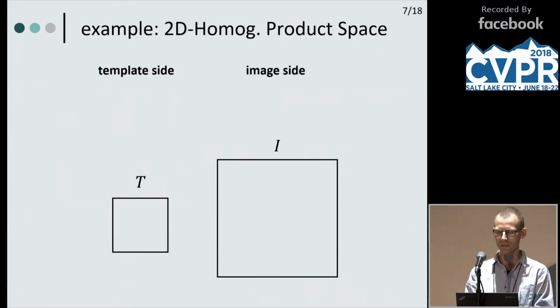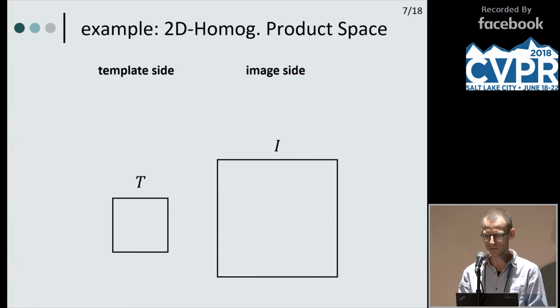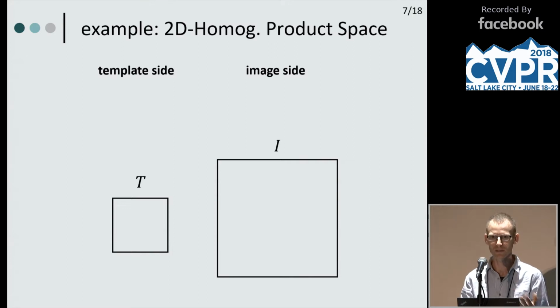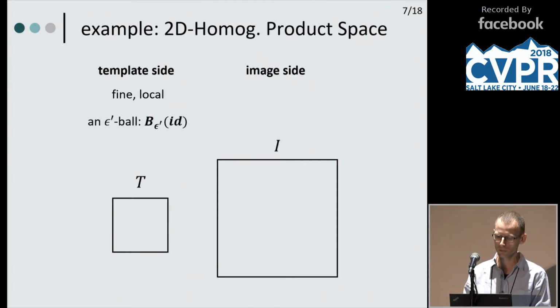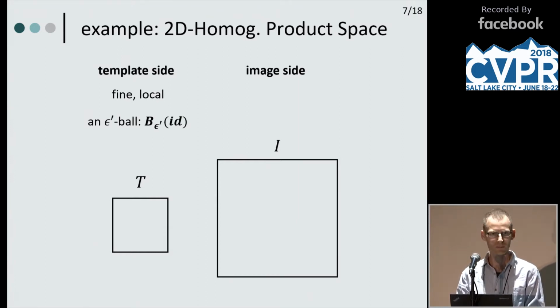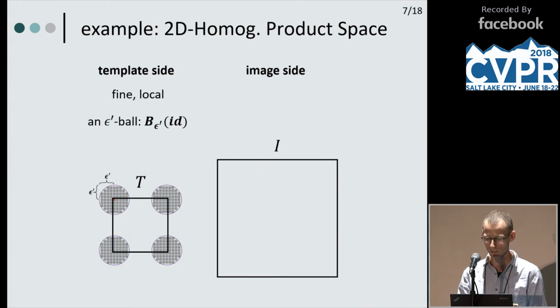So what does this look like in template matching? I'll show here the product space for 2D homographies, and this generalizes the constructions for the simpler 2D translation and 2D affine spaces. So this is the idea. On the template side, we take a very fine and local sampling, which is an epsilon ball of samples around the identity transformation. So the identity sample is just the template itself, and the epsilon ball is given by all samples defined by quads whose corners are at a distance of up to epsilon from the corners of the template itself.